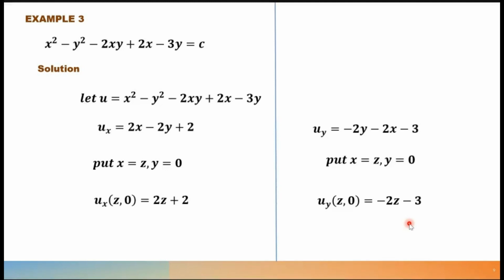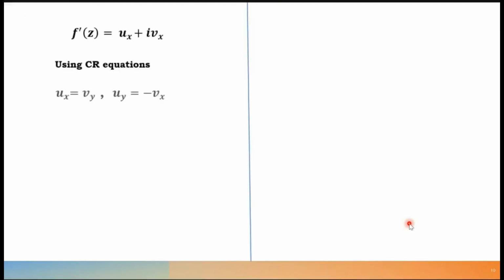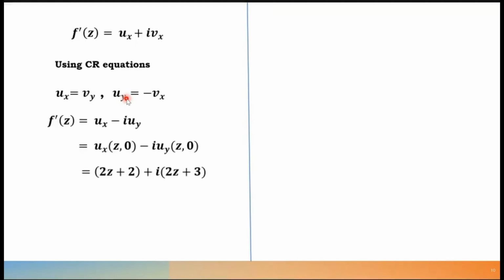So f dash of z will become ux plus ivx, replacing vx by minus uy, as vx is not known to us. Substituting for ux and uy: ux is 2z plus 2 and uy is minus 2z minus 3. And already you have a minus sign over here. So we will get plus 2z plus 3. Previous slide.